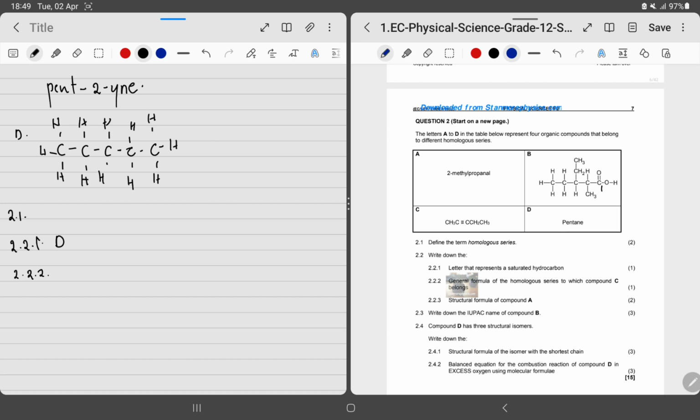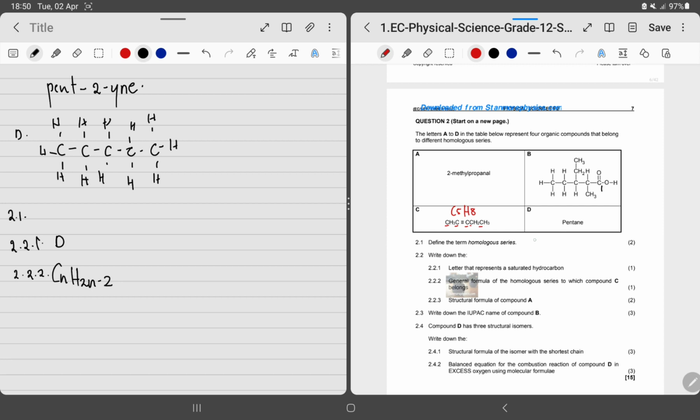2.2.2. The general formula of the homologous series to which compound C belongs to. That is an alkyne. Alkynes have this general formula. Let's just say that you don't know the general formula for the compound that you're given. What you do is simply go and count the number of carbons that you have. So it's 1, 2, 3, 4, 5. So you have C5. And then the hydrogens, you have 3, 5, 8. So you have 8.